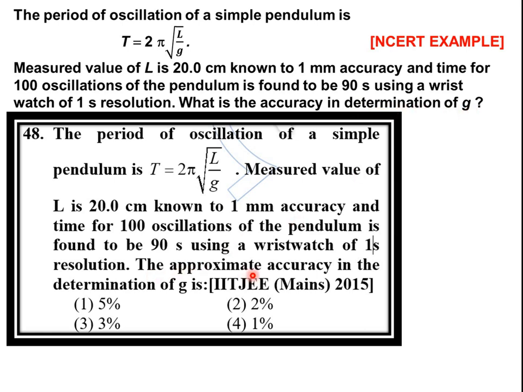Here also the approximate accuracy in determination of G is. So options with you are 5%, 2%, 3% and 1%. So let us start the question and find which one is the correct option. So let's remove this part first of all.